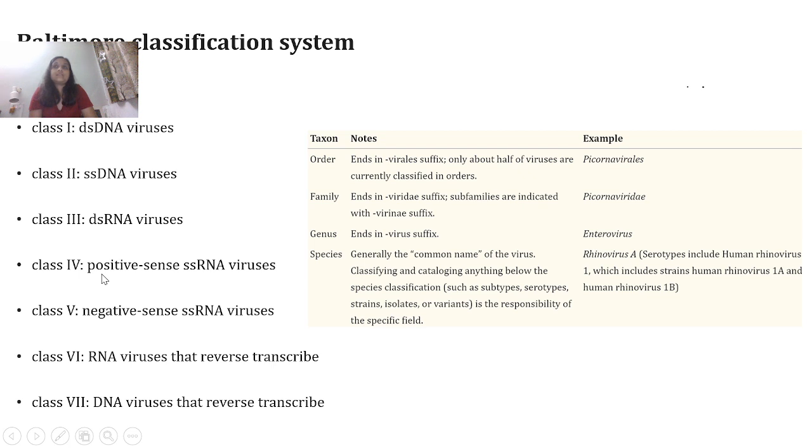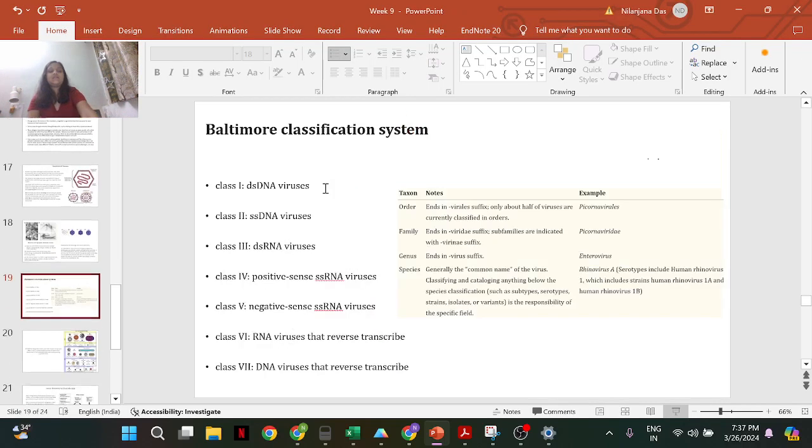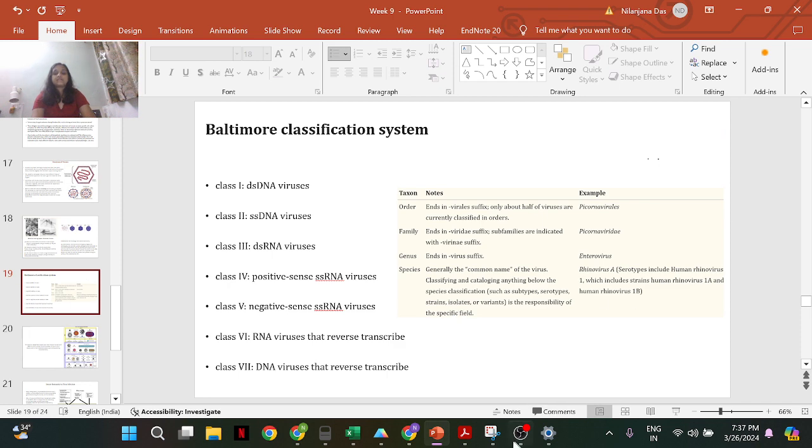Positive strand means it can directly translate into protein, since from plus mRNA we can directly get protein. Negative sense means it first has to make its positive strand, which then has to get translated into protein. Then there are viruses that reverse transcribe. There are DNA viruses that reverse transcribe. Reverse transcription means RNA viruses form a cDNA and then replicate. For example, HIV is a class 6 virus. So different kinds of viruses are divided into different classes according to their genome type.